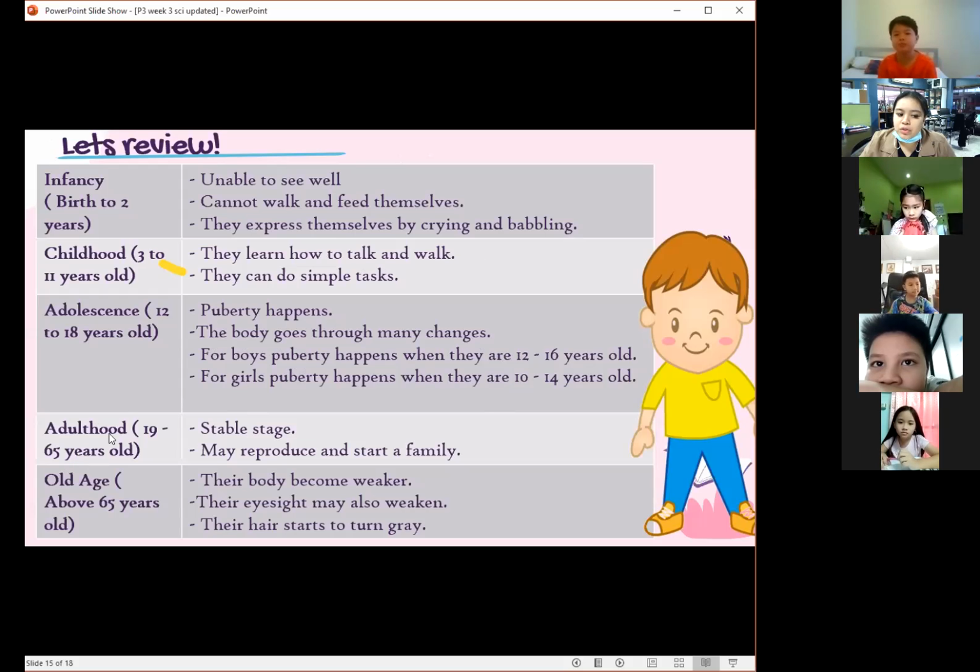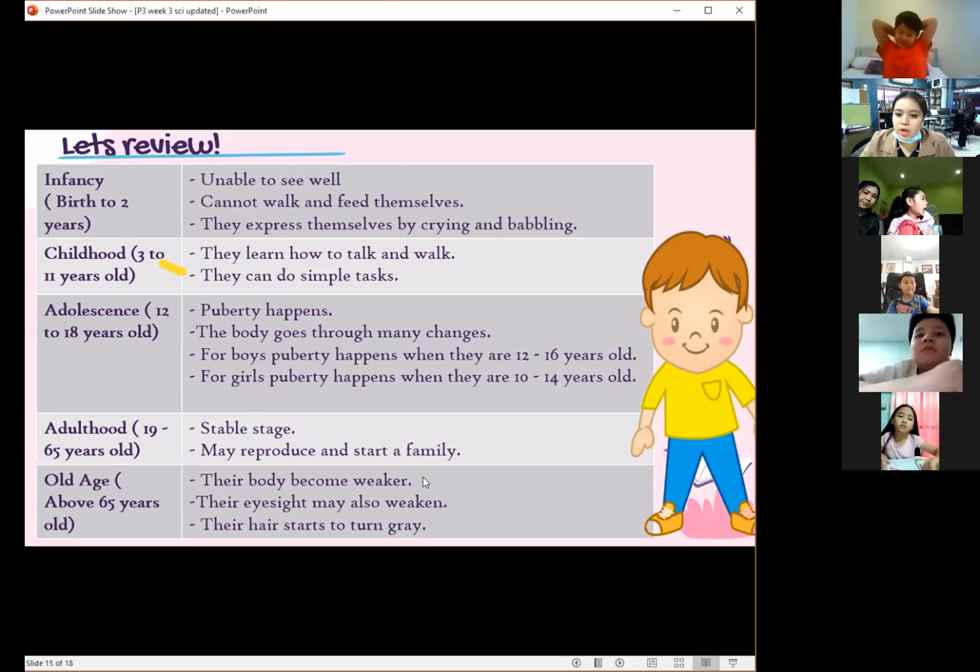Now, during adulthood, this is the stable stage. They may reproduce and start a family. Now, for old age, their body becomes weaker. Their eyesight may also weaken. Their hair starts to turn gray. Okay? That's all the information about our lesson today.